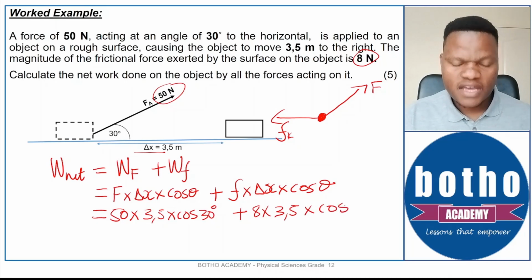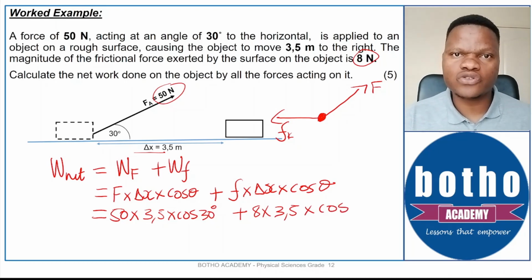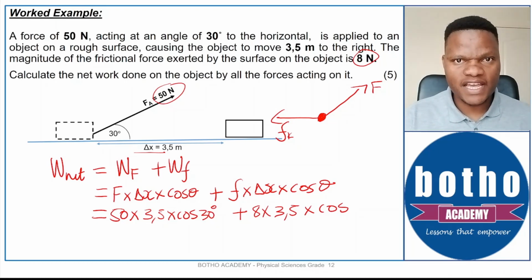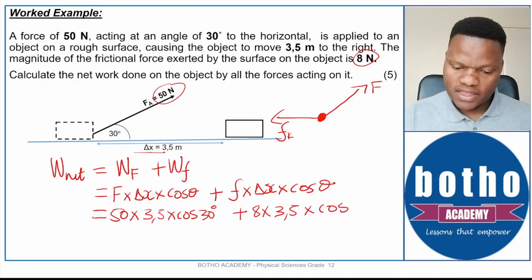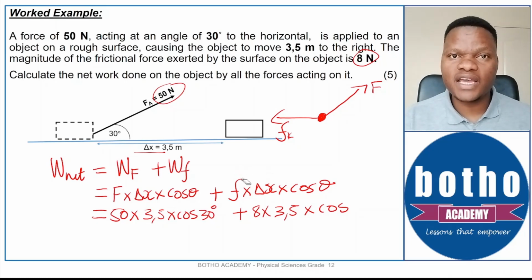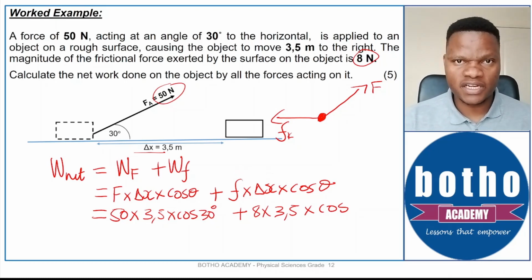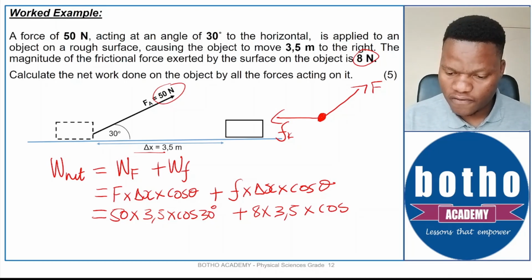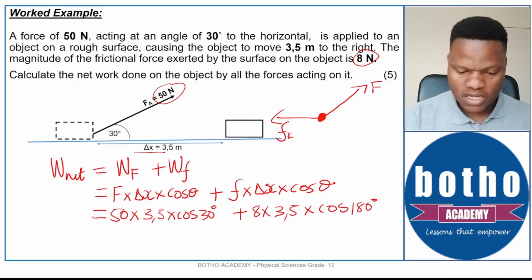Now think about this. The frictional force always opposes the direction of motion. The motion of the object is to the right. Therefore, the frictional force must be to the left, which means the angle between this frictional force and this delta x must be 180 degrees because they are in opposite directions. The frictional force would be to the left and the motion of the object or the displacement is to the right. Therefore, this would be cos 180 degrees.